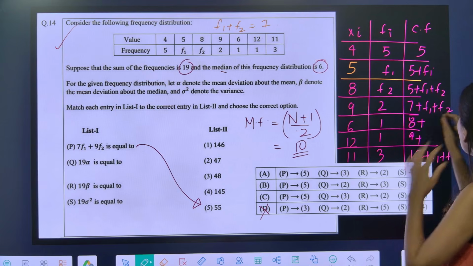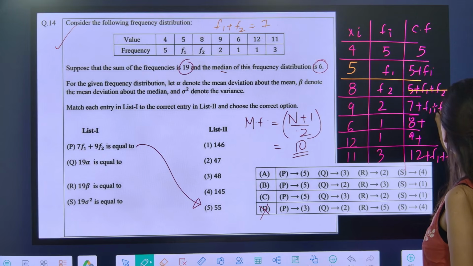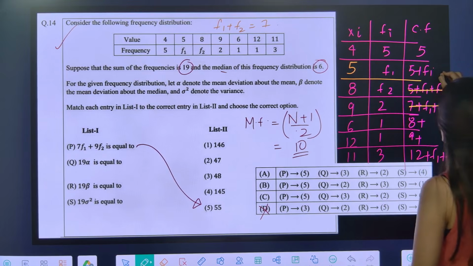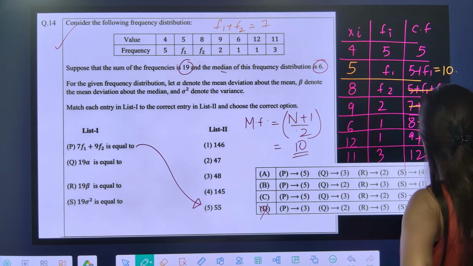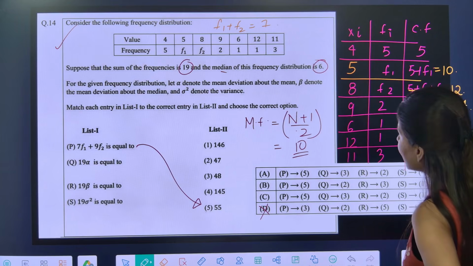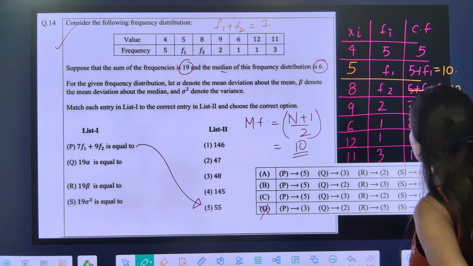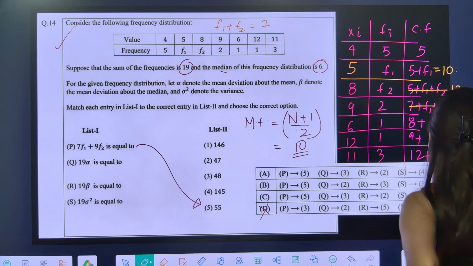Now please note, F1 plus F2 is 7. So this is 12. This is 7 plus 7, 14. So 10 will be right here. 10 will be this: 5 plus F1. So in that case, F1 will be 5. Have I done it right? Then 5 plus F1 plus F2 is 12.